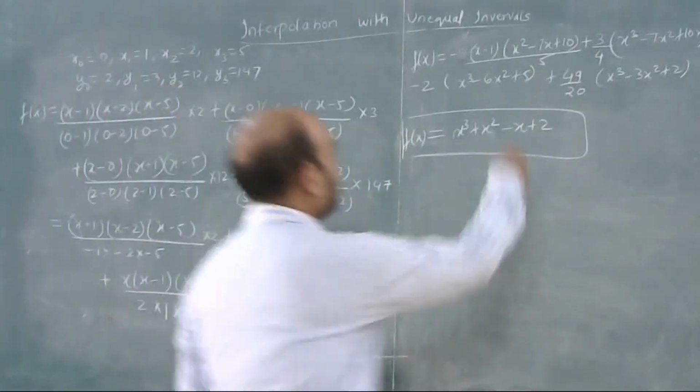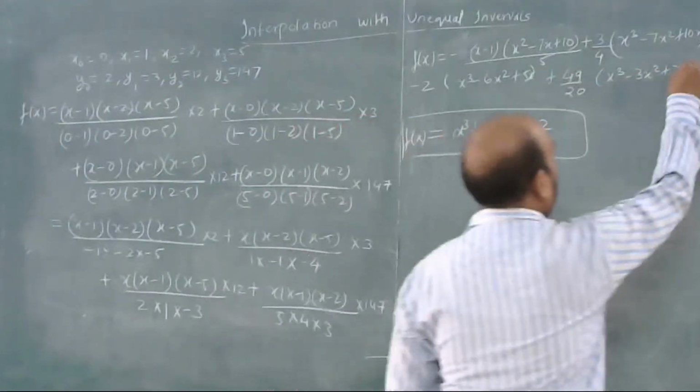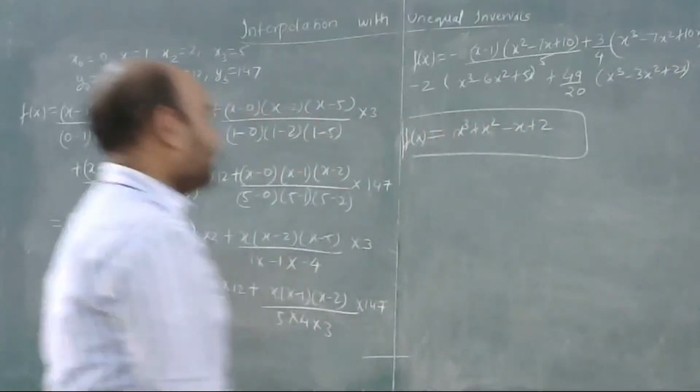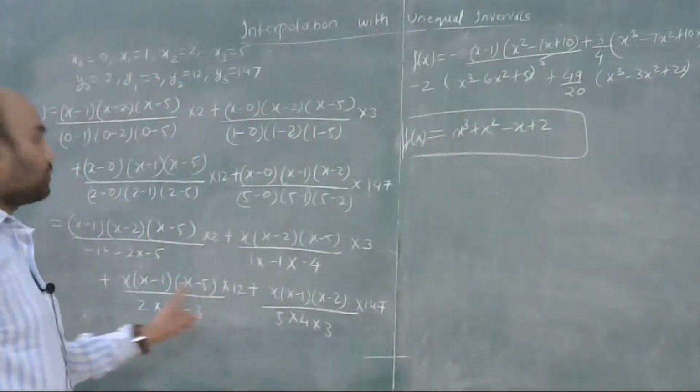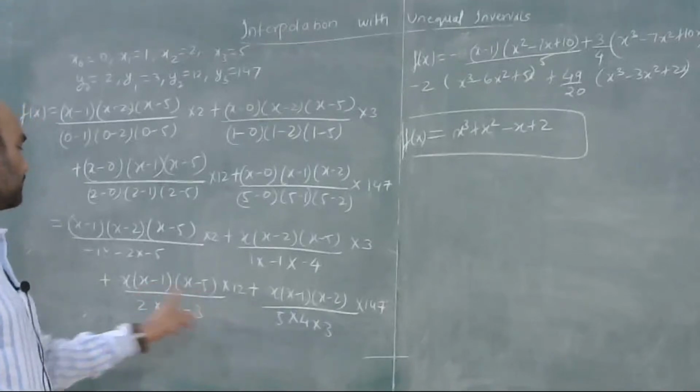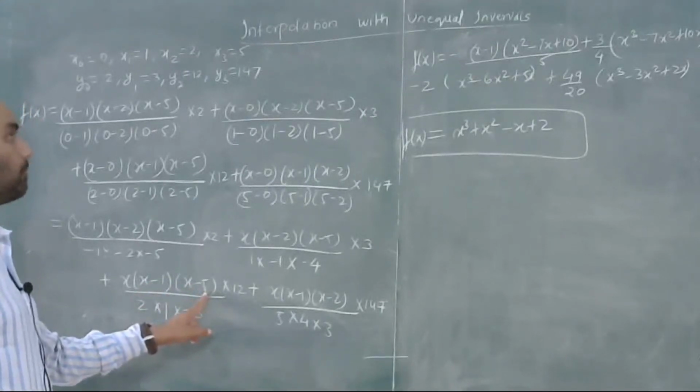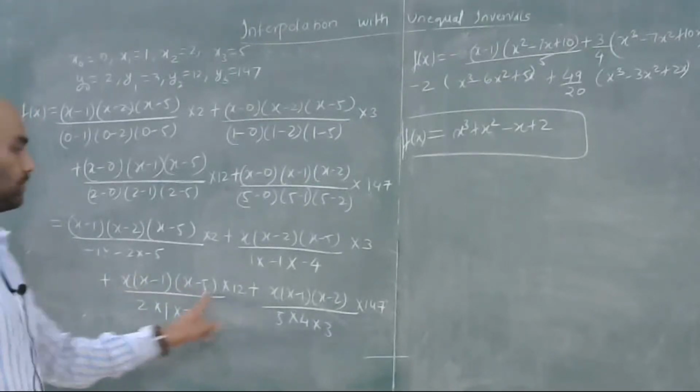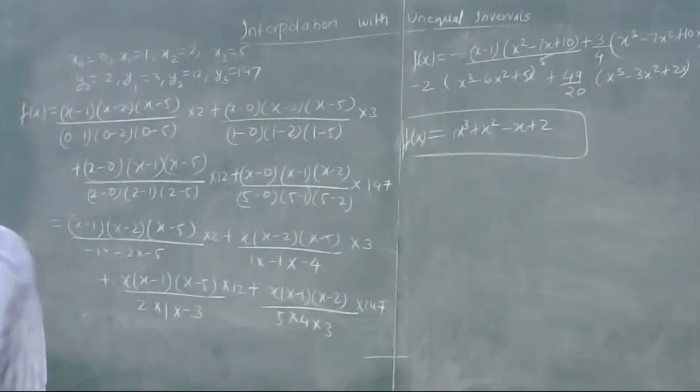So this x will become 5x and this 2x. Okay. Multiply this x in this, it will become x square minus 6x plus 5 into x. Okay. So you will get f of x like this.